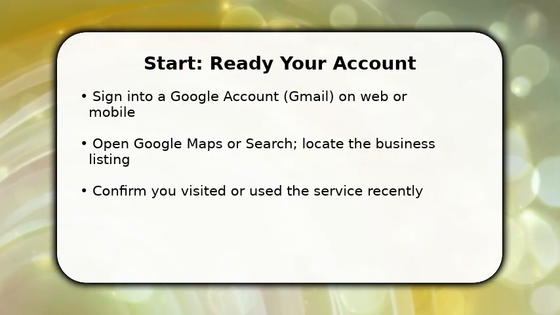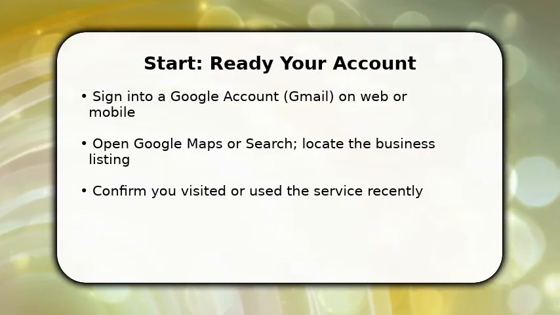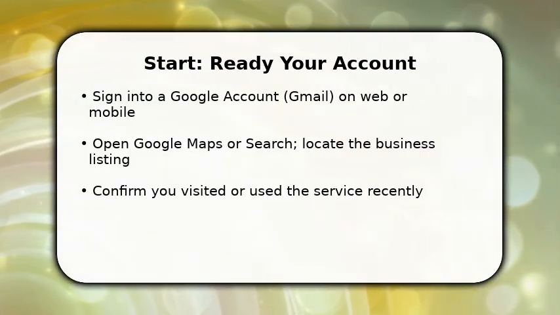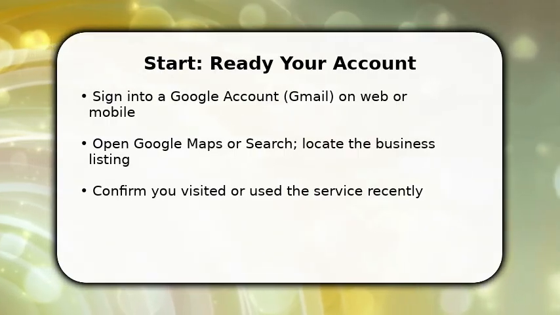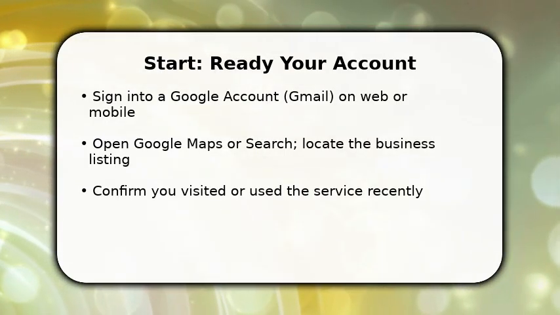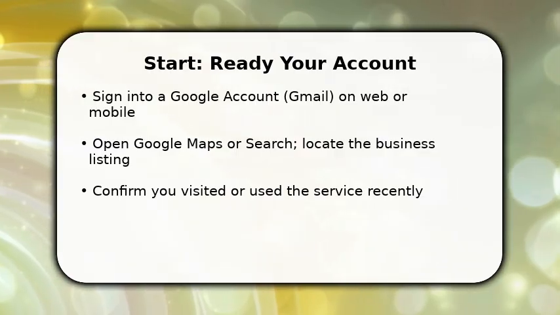You need a signed-in Google account first. Once signed in, open Google Maps or search and find the exact business listing you visited. Tap or click the Reviews or Write a Review button to begin. This starts the review flow immediately.